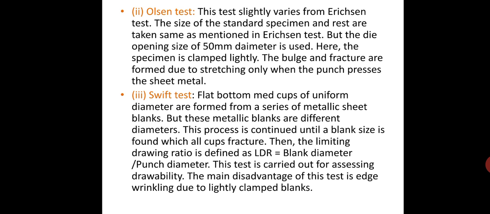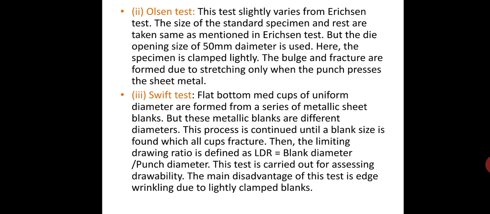But in the Erichsen test, the die opening is 27 mm diameter. Here, the die opening is 50 mm diameter. The remaining things are common: the specimen is 90 mm wide, clamped rigidly against the die having the 50 mm diameter, and the punch having the 20 mm diameter.